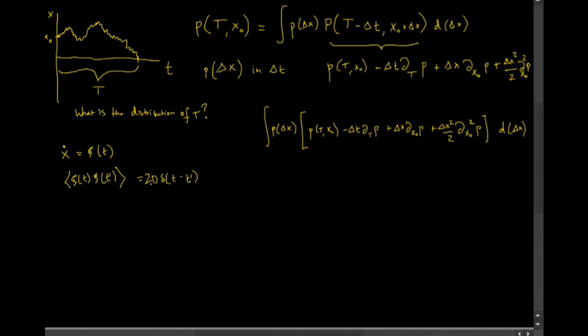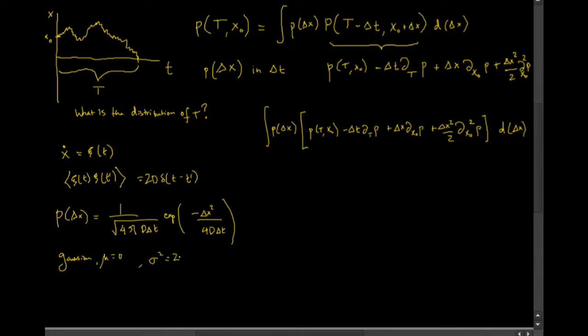where D is some kind of diffusion constant. So what this means is that the distribution of delta x is just a Gaussian with variance 2D delta t, right? So I'll have 1 over the square root of 4 pi D delta t, and then e to the minus delta x squared over 4D delta t. So this is just my Gaussian with mean 0 and sigma squared 2D delta t.